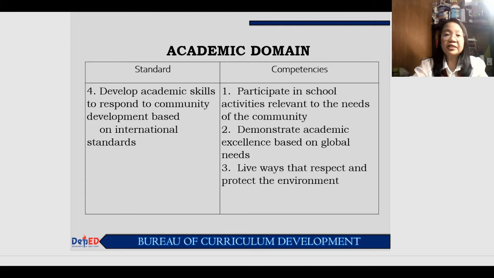Next, the fourth standard for academic domain is to develop academic skill to respond to community development based on international standards. Its competencies are: first, participate in school activities relevant to the needs of community. Second, demonstrate academic excellence based on global needs. Third, live in ways that respect and protect the environment. Here, our learners can identify skills learned from school. For example, how to appreciate being active and participating relevant to the environment or taking care of our surrounding.